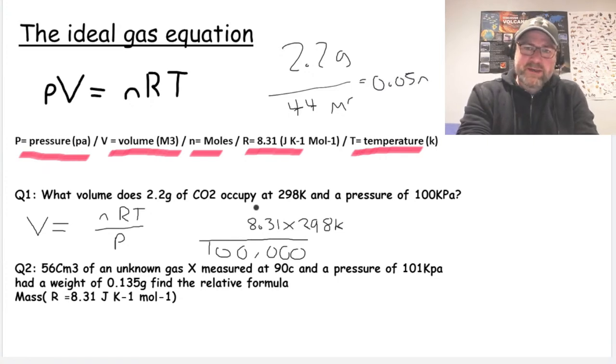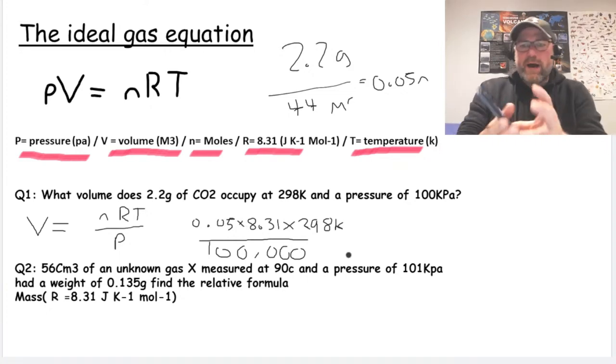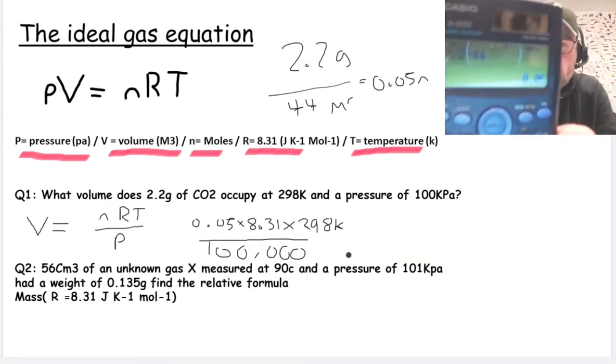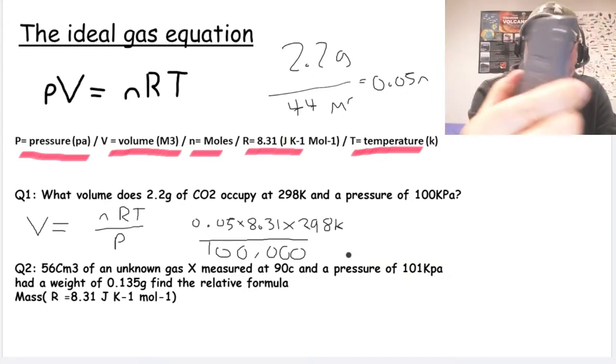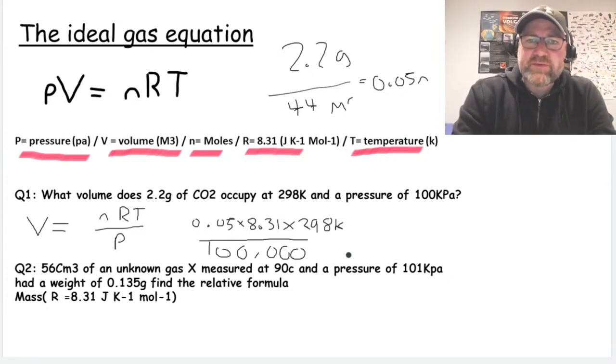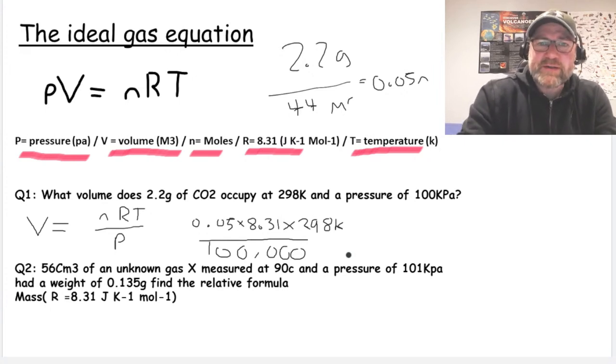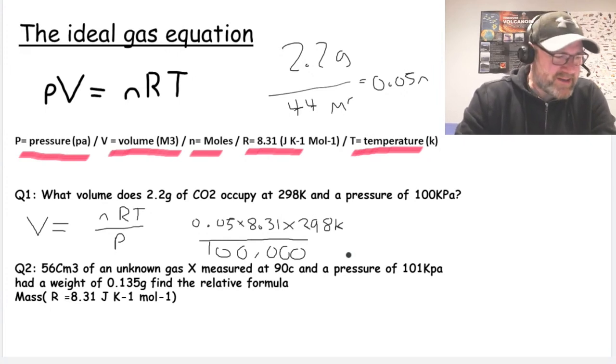0.05 moles, if I'm not mistaken, and I sometimes am. So 0.05 times 8.3 times 298K divided by 100,000. Now, if you have one of these scientific calculators, one thing I always forget to do is use the brackets. If you don't use the brackets, sometimes funny things happen. Get used to using the brackets as you can make some mistakes.